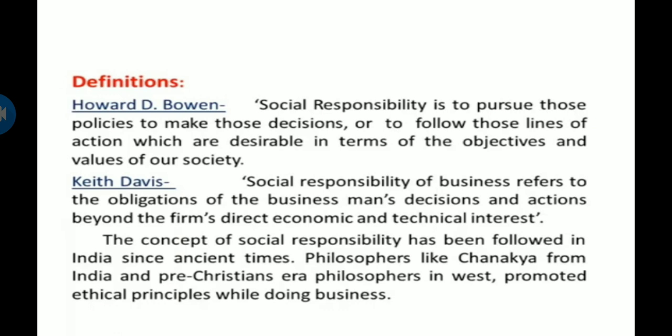The concept of social responsibility has been followed in India since ancient times. Philosophers like Chanakya from India and pre-Christian era philosophers in the West promoted ethical principles while doing business. That means this is not a new concept. This is a concept followed by our ancient people also.